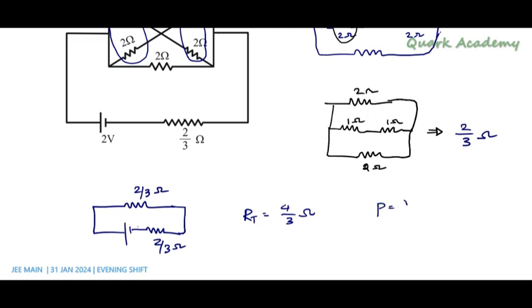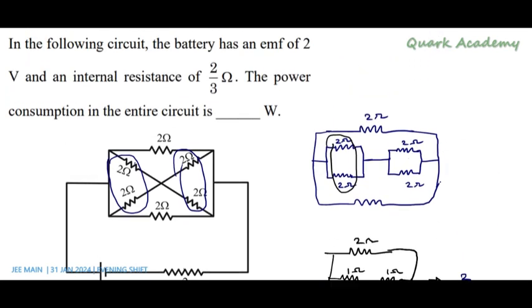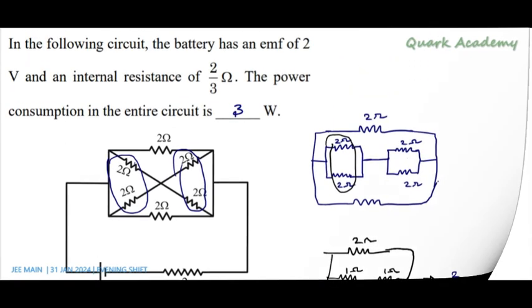Now we need the power. Power can be written as V squared by R. So V is 2, so 2 squared by R. R is the total resistance, 4 by 3. So we get 3 watt. So it is 3.